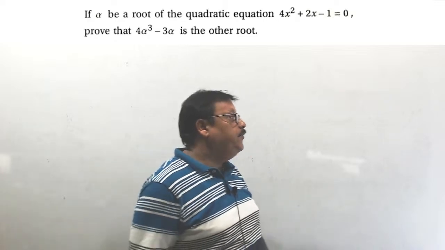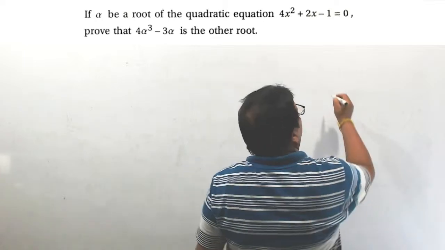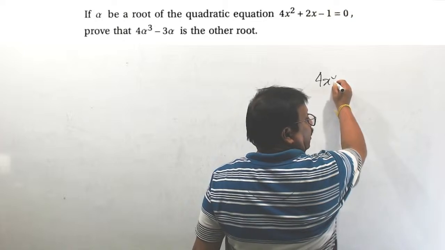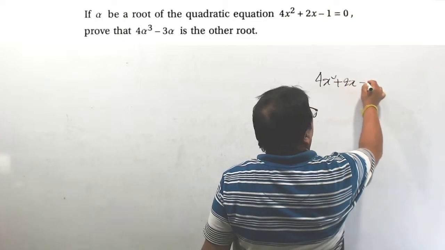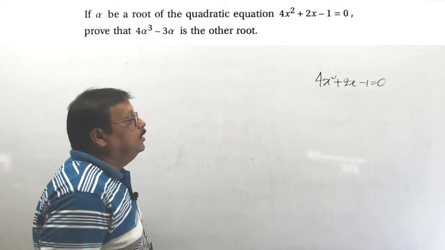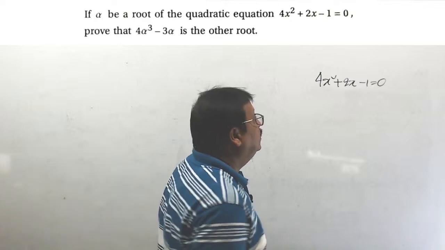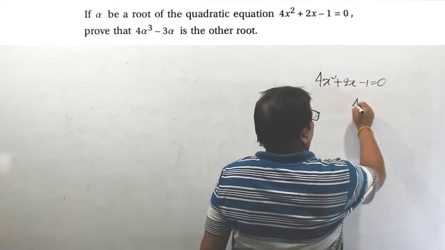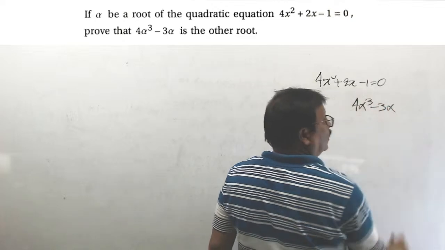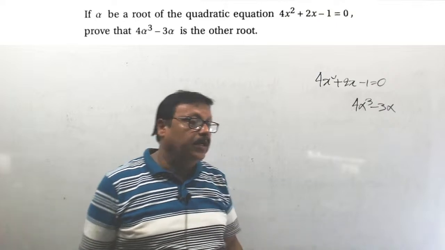See, if alpha be a root of the quadratic equation 4x square plus 2x minus 1 equals to 0, prove that 4 alpha cube minus 3 alpha is the other root. Very important one.